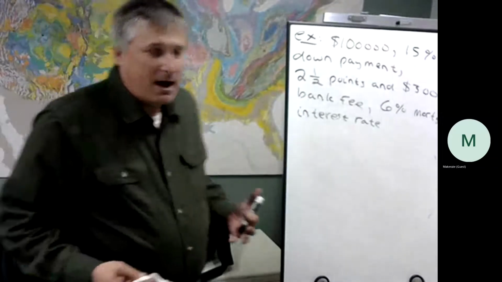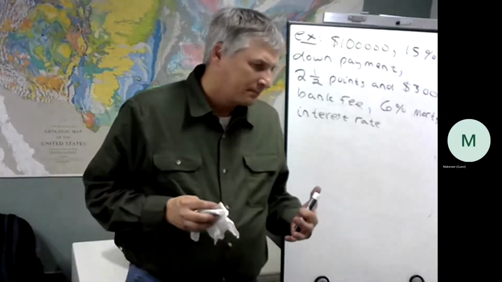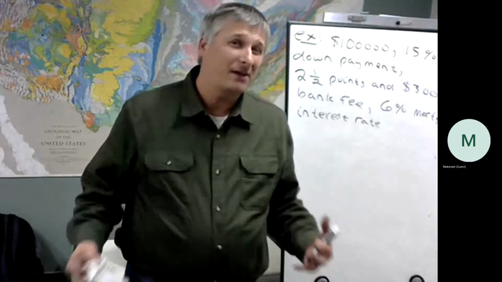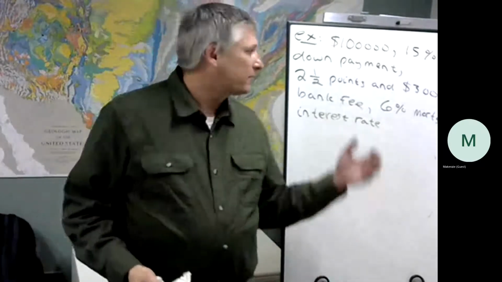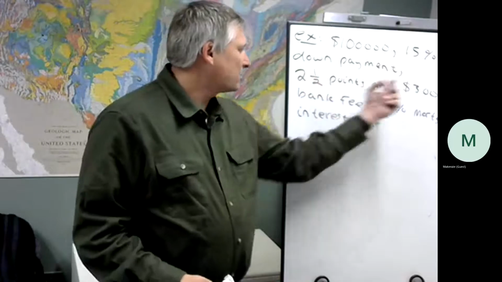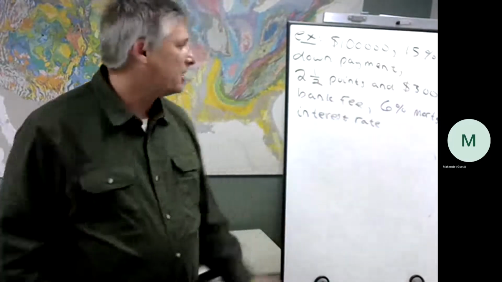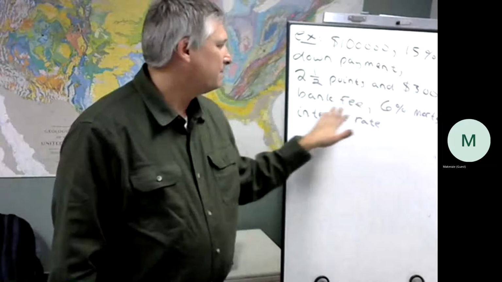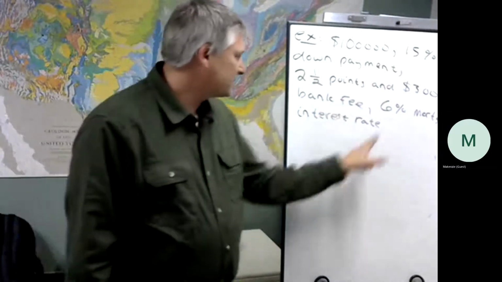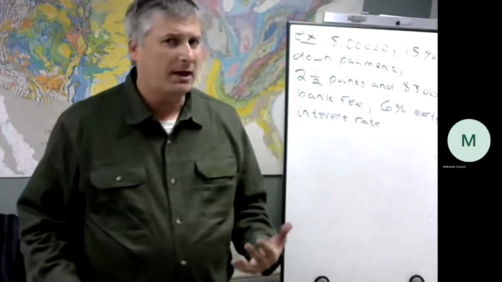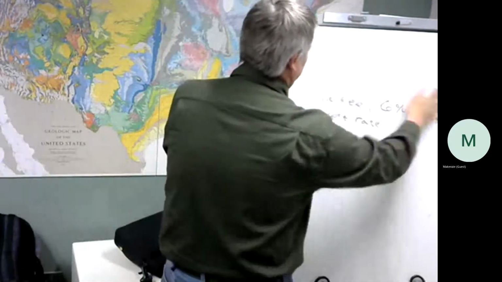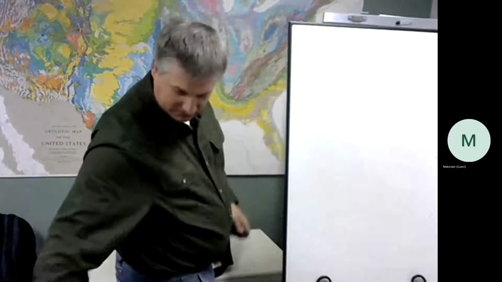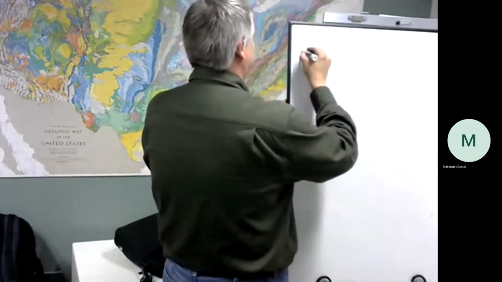So I want to start from the top. First off, we want to figure out what do we have to show up to the bank with? Well, we have to show up to the bank with our down payment and our closing costs. Now, closing costs are the points and the bank fees. The 6% mortgage interest rate, we're going to deal with that later. So first off, the down payment. I'll abbreviate that DP.